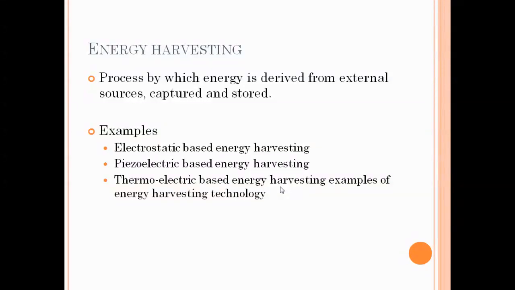Generating electricity from external sources, capturing it, and storing it for further use is collectively called energy harvesting. Various examples come under energy harvesting, that is electrostatic based, piezoelectric based, and thermoelectric based energy harvesting. These are all examples of energy harvesting technologies. In this work, we are concentrating on the piezoelectric based one.